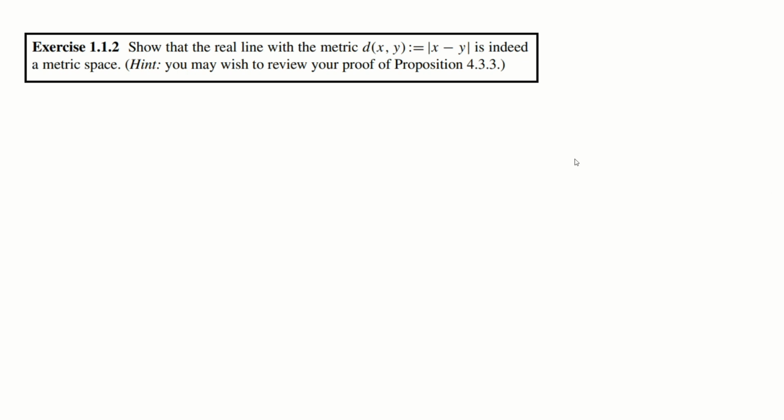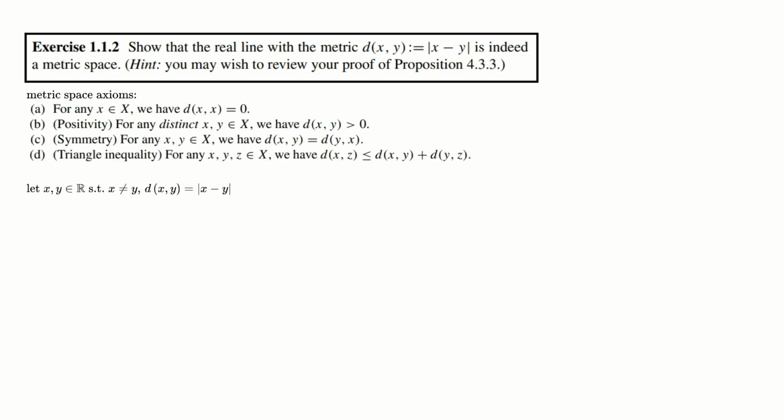Okay, so for this question, it says prove or show that the real line with the distance metric d(x, y) equal to the absolute value of x minus y is a metric space. So first we have to know what the metric space axioms are, and so let's take the assumption: let x and y be in the set of real numbers such that x is not equal to y, with the distance metric absolute value of x minus y.